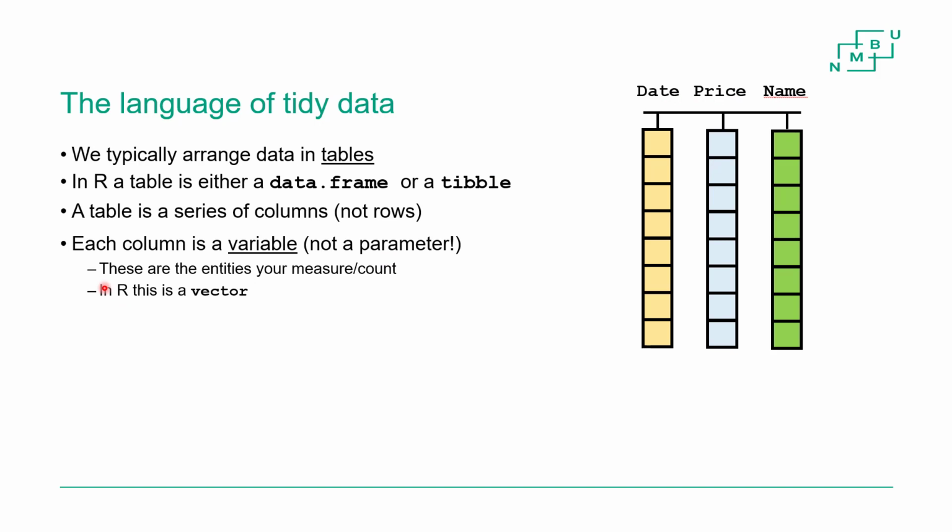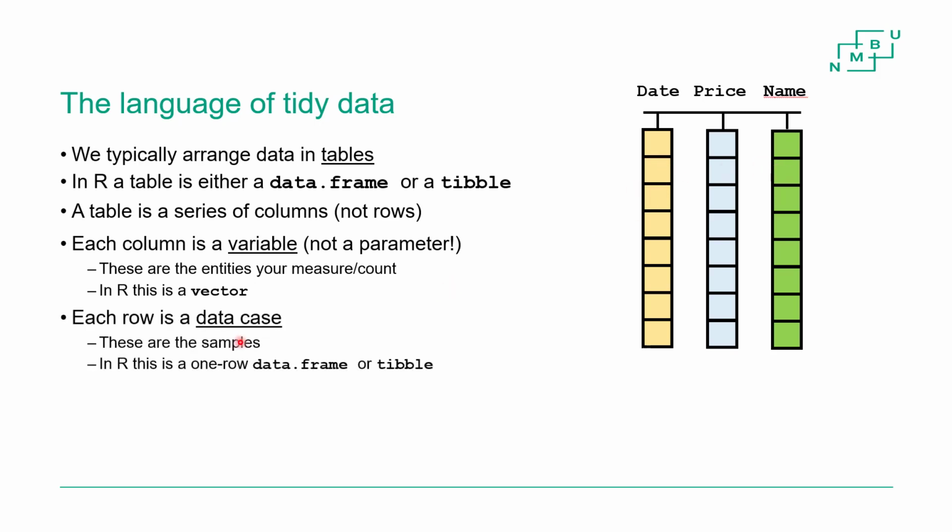And notice that each column in an R table is a vector. This is a vector of dates. This is a vector of prices. This is a vector of names. And I have colored them differently here to indicate that these are of different data types. We will come back to that.